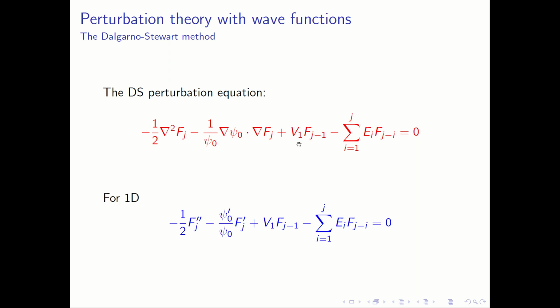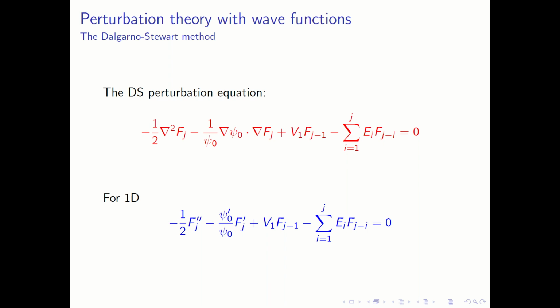The one dimensional version simply replaces all these Laplacians by derivatives, so you get f_j double prime. This grad psi 0 by psi 0 becomes psi 0 prime by psi 0, which remember is the derivative of the log of psi 0. This one of course also is the gradient of the log of psi 0, f_j prime, and so on. So this is the basic equation for the Dalgarno-Stewart method.